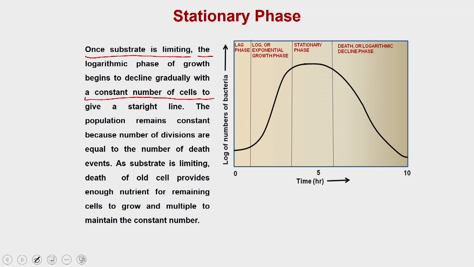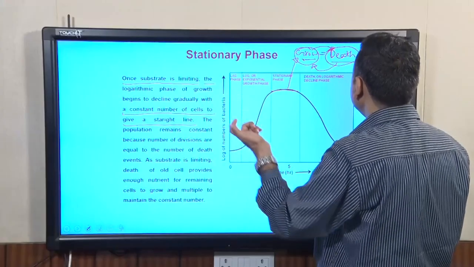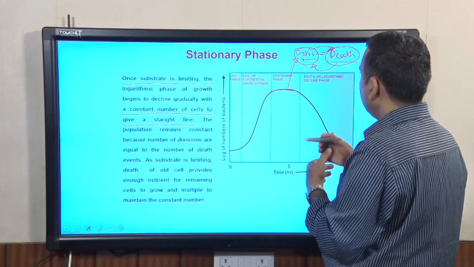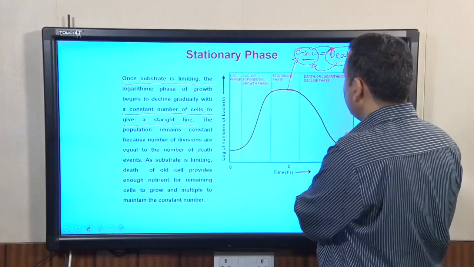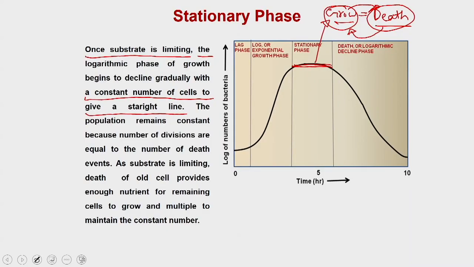which means it is going to maintain the number of bacteria in the media. The number of bacteria which are going to grow is equal to the number of bacteria which are going to die. And that is required because the bacteria which die will release nutrients, and these nutrients are used by the remaining bacteria for their growth, and that is how this cycle continues. The older bacteria will die and release nutrients, and those nutrients are used by the new bacteria, and that gives you the stationary phase, which means the number of bacteria in a colony will remain constant.